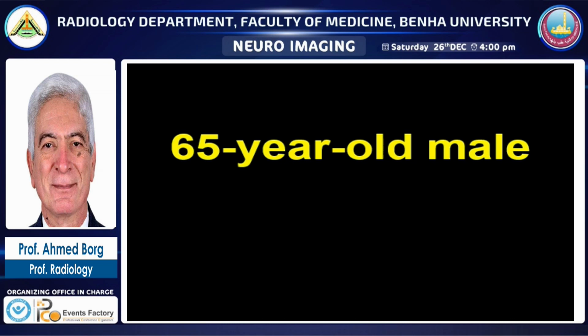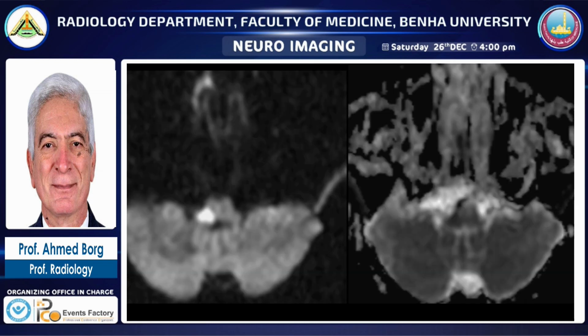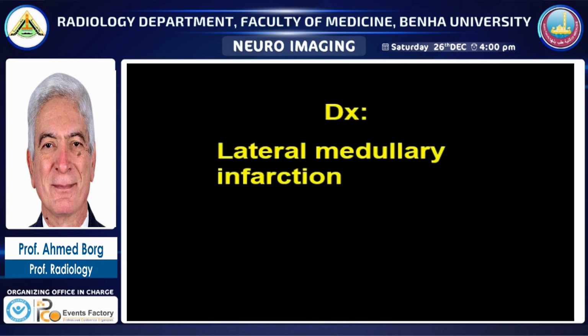Next is a 65-year-old male. Here on FLAIR image there is a hyperintense lesion in the lateral aspect of the brainstem, and here it is hyperintense on diffusion weighted image and hypointense on ADC map. Diagnosis: lateral medullary infarction.